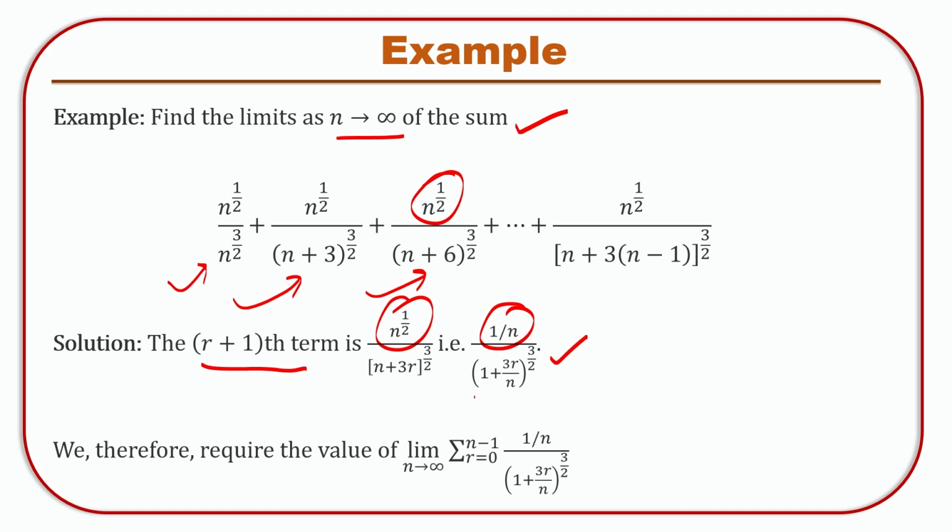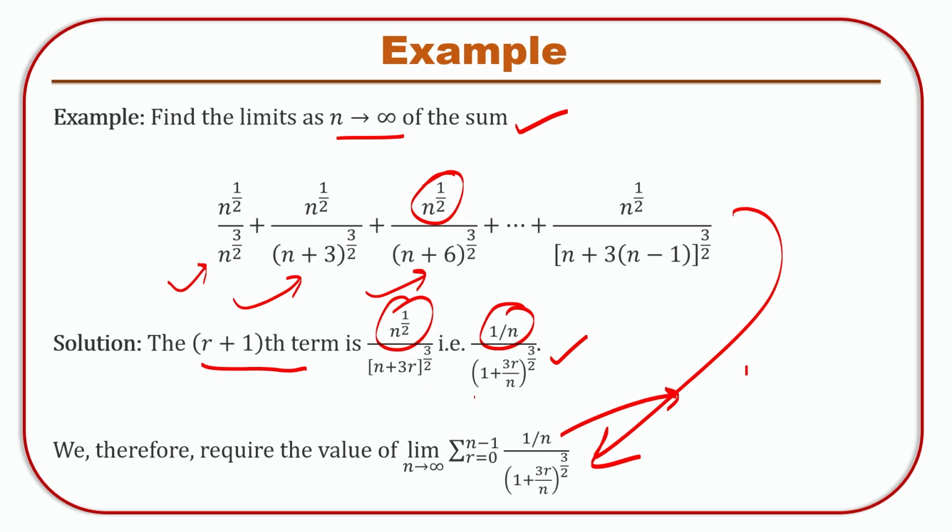Therefore, the required value, with this question converted into a summation in the limiting sense, is the limit as n tends to infinity of the sum from r equal to 0 to n minus 1 of 1 by n, divided by 1 plus 3r by n to the power 3 by 2.